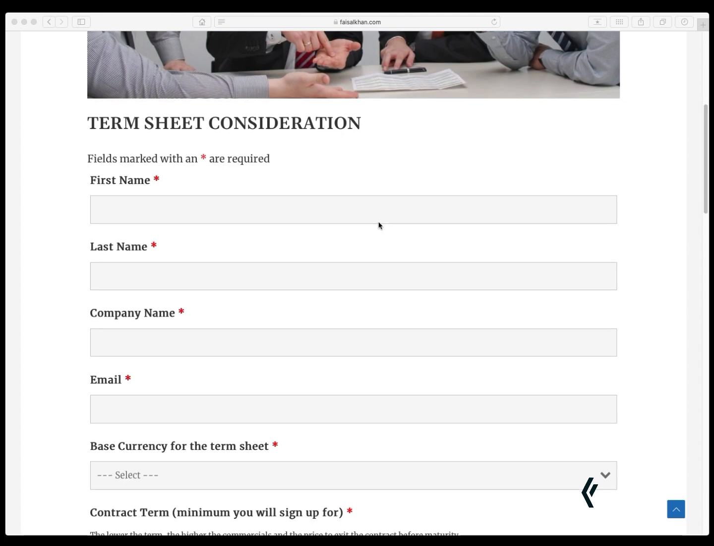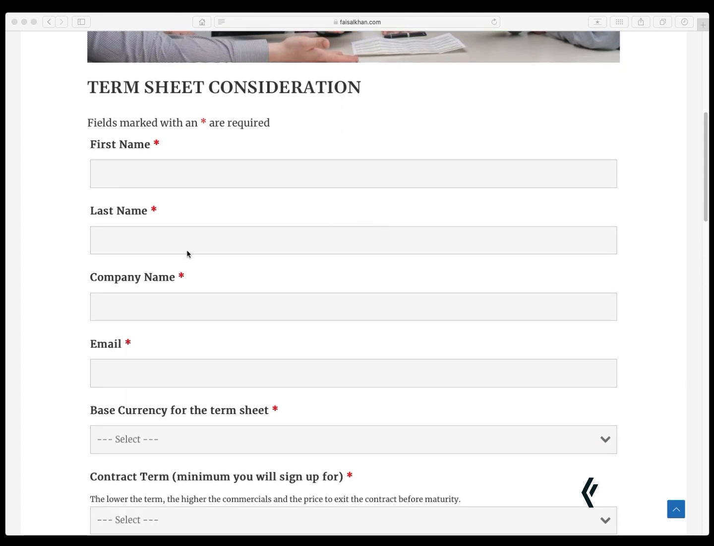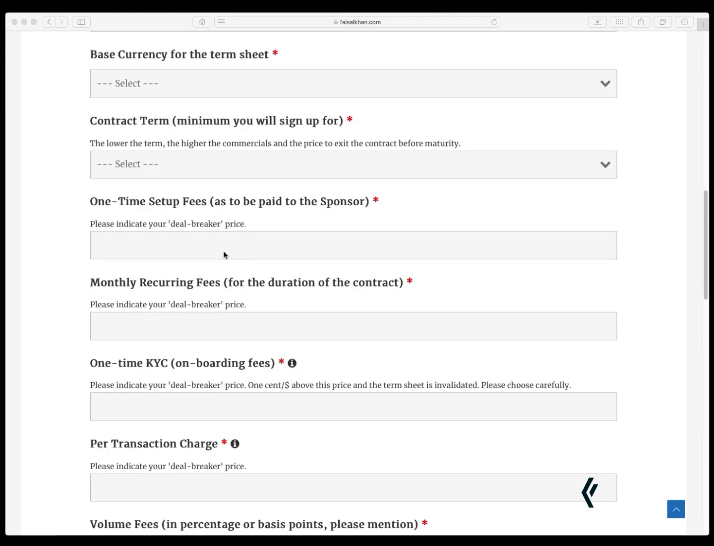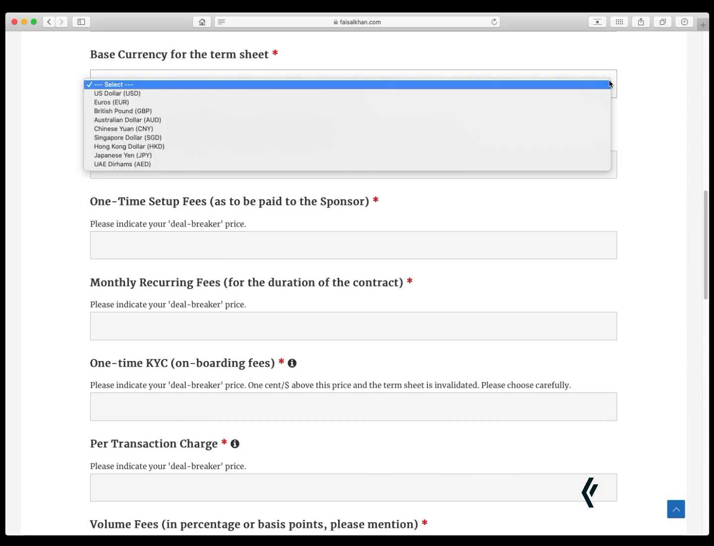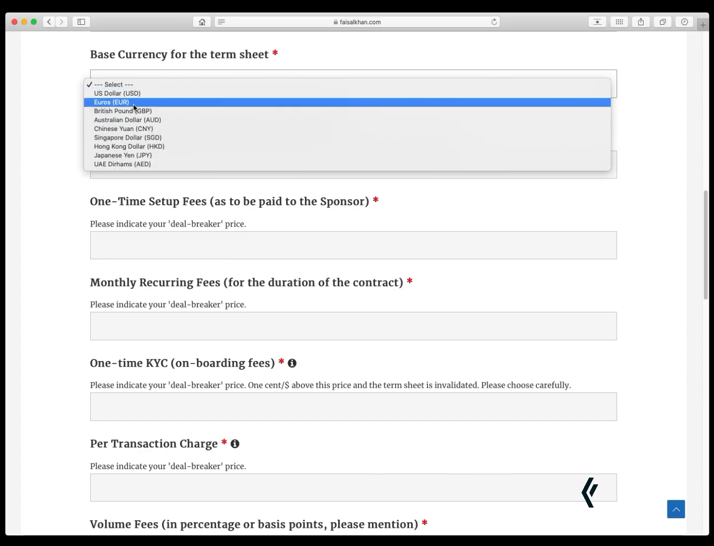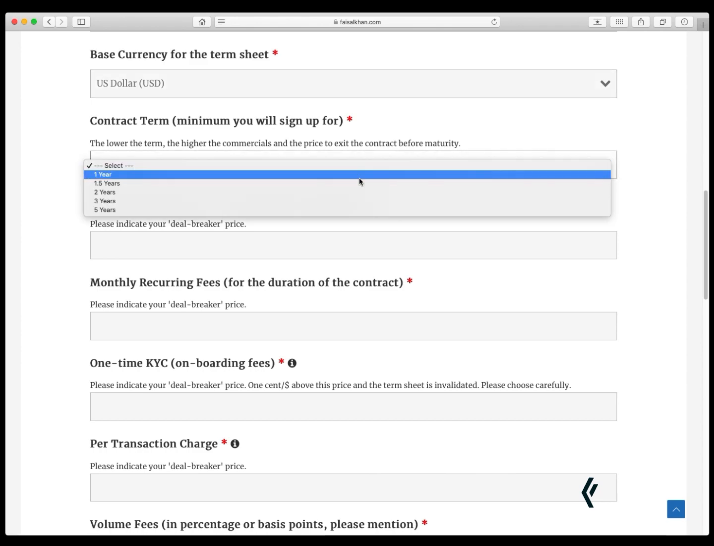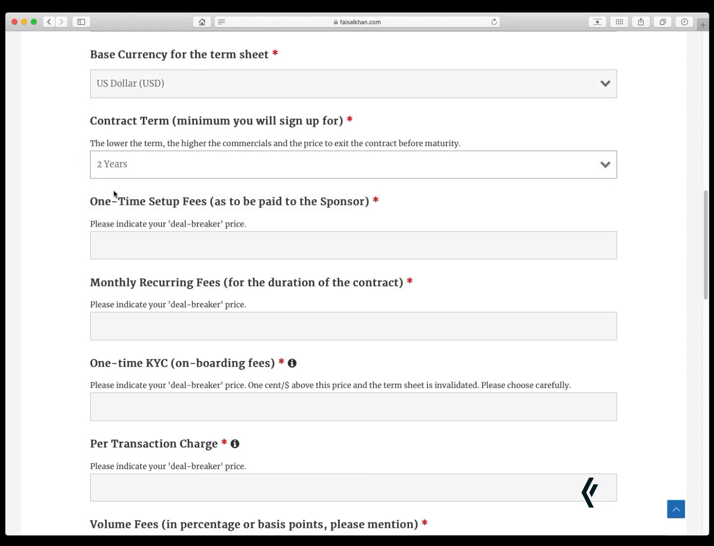So a basic term sheet consideration paper would look something like: your name, your company name, etc. And then you choose, and this is where the main things lie. What is the currency for the term sheet? There could be many currencies. You could be choosing, let's say, the US dollar over here. What's the minimum contract term that you will sign up for? The lower the term, the higher the commercials. The higher the term, the lower the commercials, and the exits are much more favorable. So in this case, let's say you're choosing 2 years.